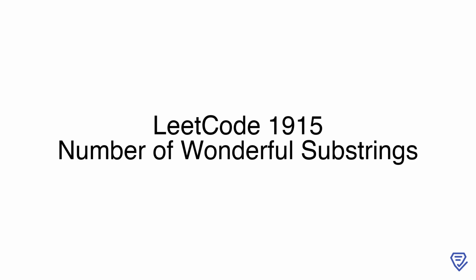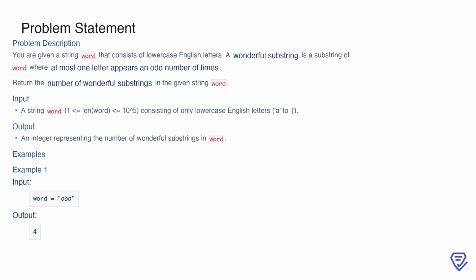Let's dive right in. In this problem, you're given a string called word, which consists of lowercase English letters. Your task is to find the number of wonderful substrings in this string. Now, a wonderful substring is defined as any substring where at most one letter appears an odd number of times. This means that for a substring to be wonderful, all but at most one of the letters in it must have even counts. The output will be an integer, representing how many such wonderful substrings exist in the given string.